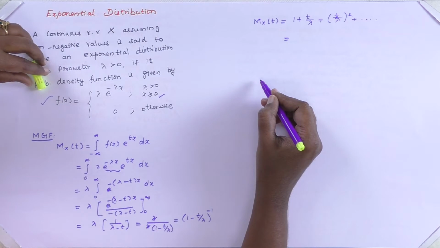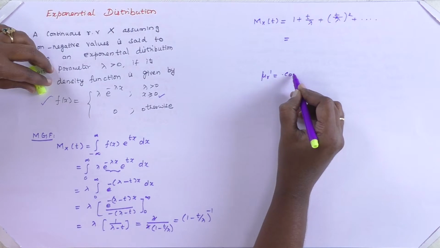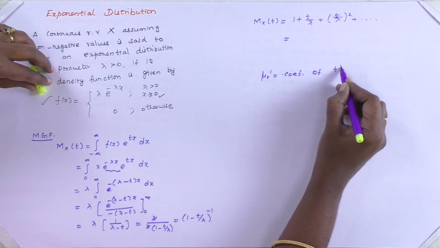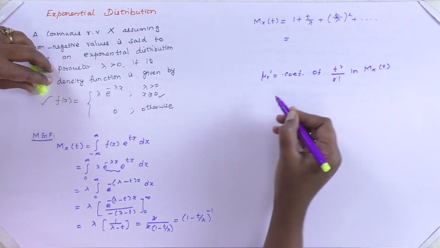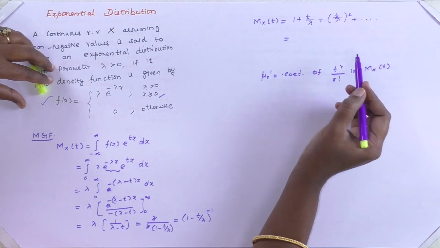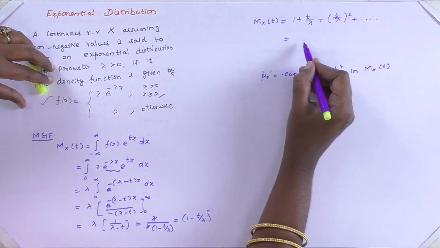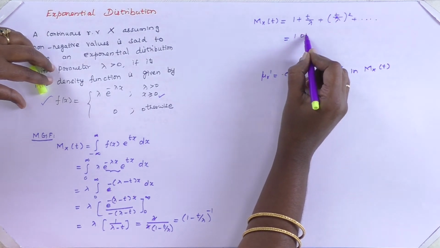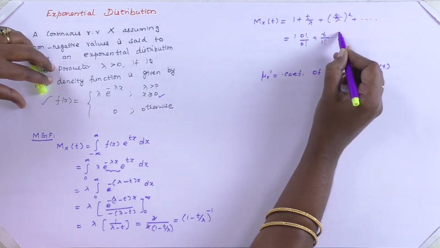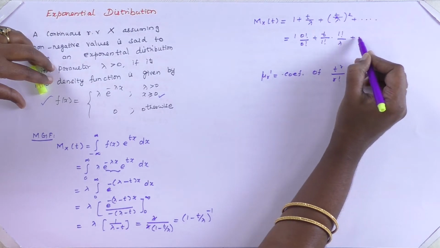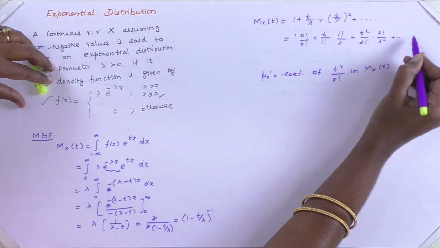Okay, we know the rth moment value from the moment generating function, that is mu r dash is equal to the coefficient of t power r by r factorial in the moment generating function representation. Now expand this series according to this factorial form. So multiply and divide by the factorial. First term multiplied by 0 factorial by 0 factorial, t by 1 factorial into 1 factorial by lambda, plus t square by 2 factorial into 2 factorial by lambda square, plus etc.